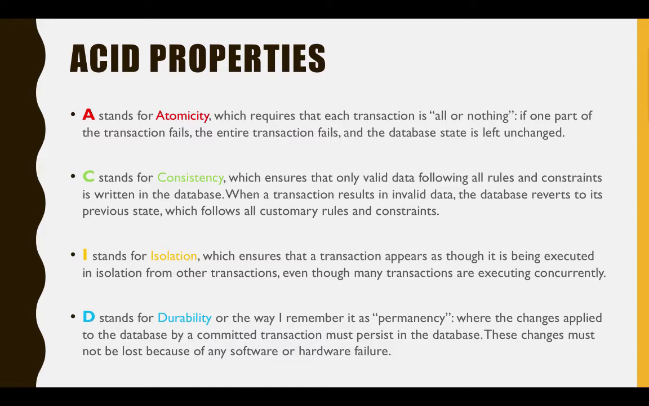C stands for consistency, which ensures that only valid data following all rules and constraints is written into the database. When a transaction results in invalid data, the database reverts to its previous state, which follows all customary rules and constraints. I stands for isolation, which ensures that a transaction appears as though it is being executed in isolation from other transactions, even though many transactions are executing concurrently, or rather side by side.